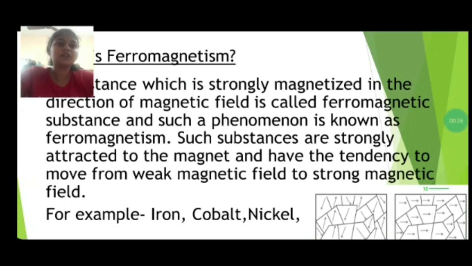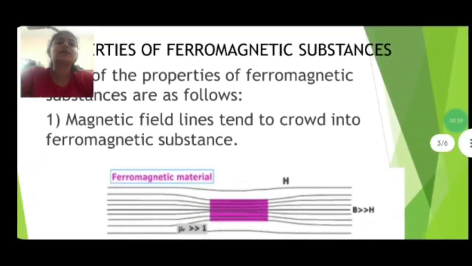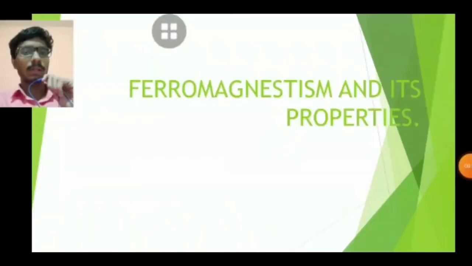The cause of this type of magnetism is the alignment of patterns of atoms when an external magnetic field is applied. Let's look at some of the properties of ferromagnetism. The first property is that the magnetic field lines tend to crowd into ferromagnetic substances. If I were to put this in simple words, I would say that the distance between the magnetic lines in the ferromagnetic substance is less as compared to the distance between these lines in the external region.